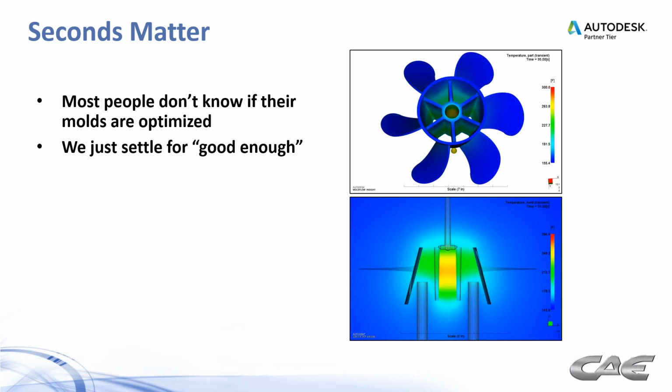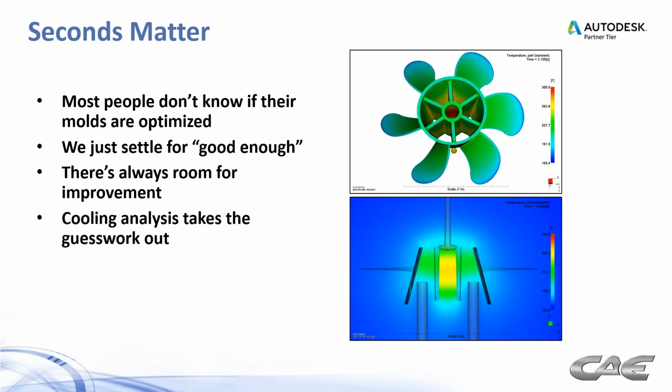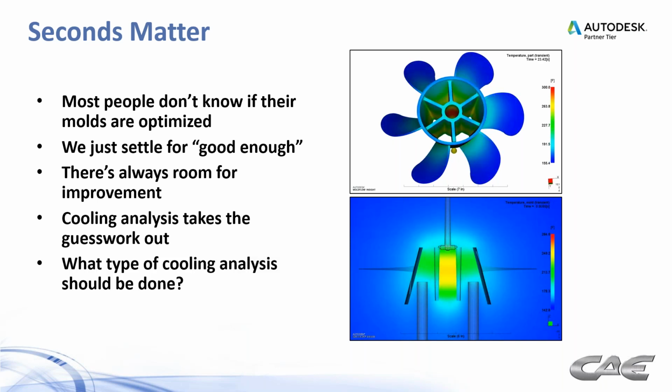There's a lot of rules of thumb out there for cooling design and so forth, and I think those get followed and have been perpetuated over the years by many mold designers. And oftentimes it is good enough, but again, the question should be, can we get any better? There's always room for improvement, in my opinion. And how do we know until we mold parts, really? So cooling analysis, using Moldflow is one way to take that guesswork out of it. But the question is, what type of cooling analysis should be done? And that's going to be one of the focuses of today's webinar.